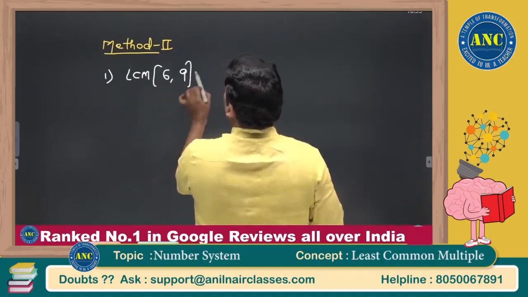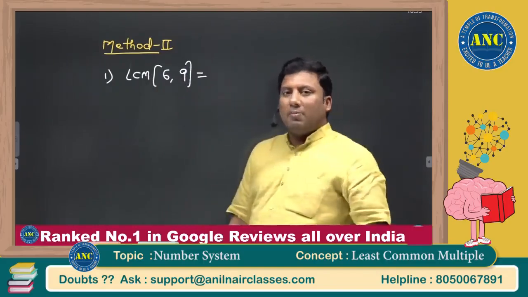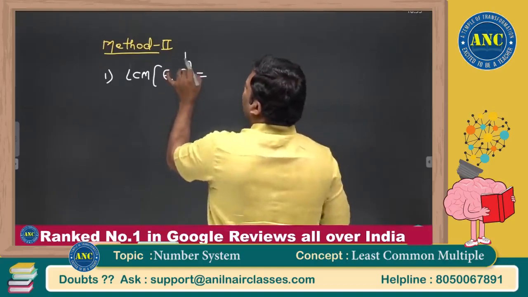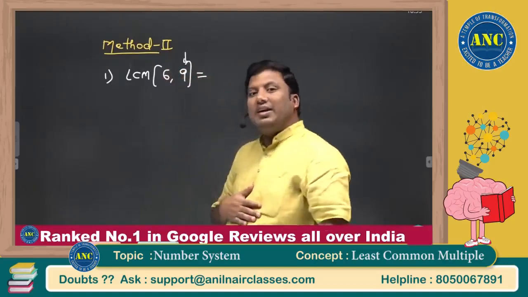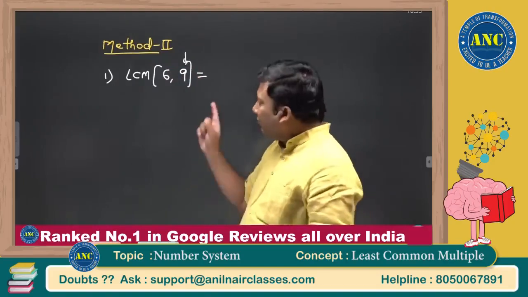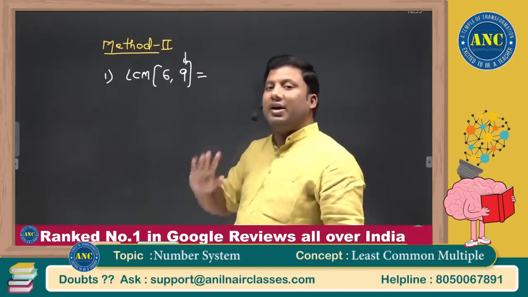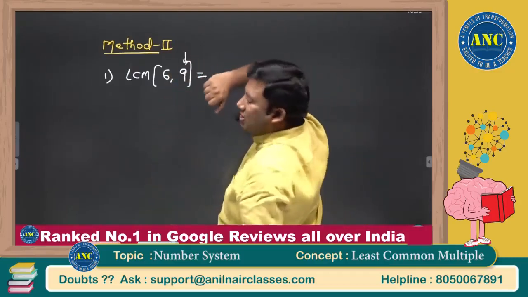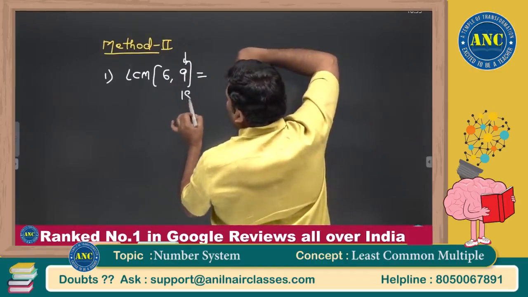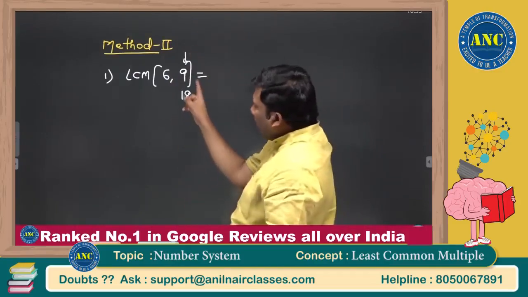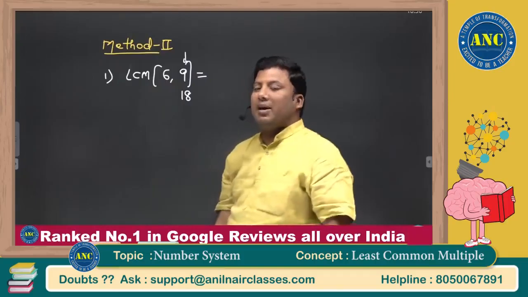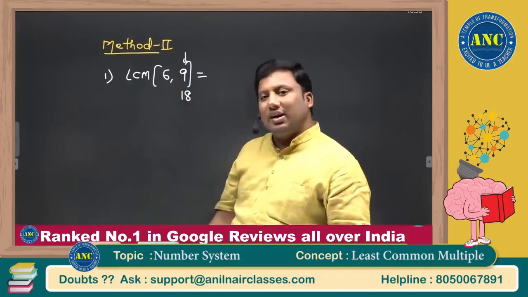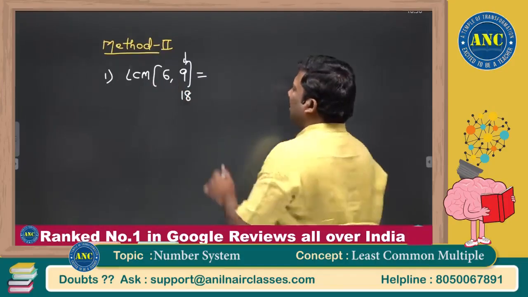LCM of 6, 9. If I apply method number 1, the largest number is 9. Is 9 getting divided by 6? No. If the largest number is not getting divided by the other number, go to the next multiple of the largest number. What is the next multiple of 9? 18. Is 18 getting divided by 6? Yes. 18 is 6 into 3.